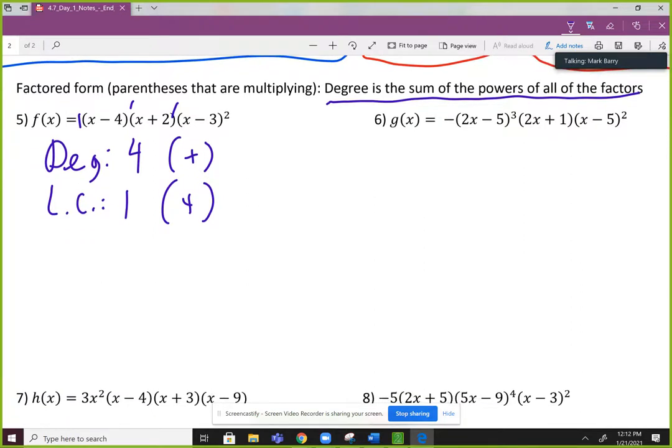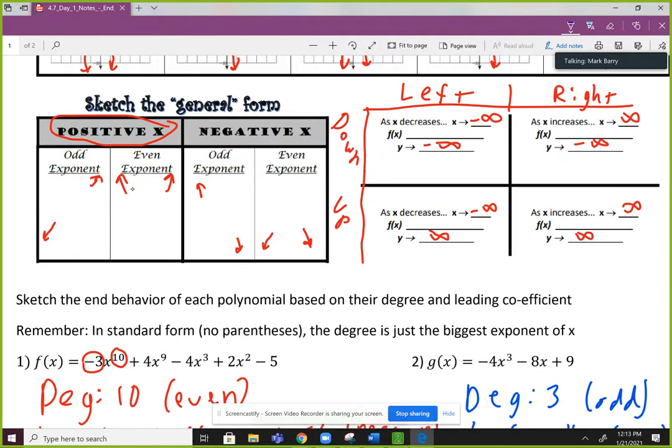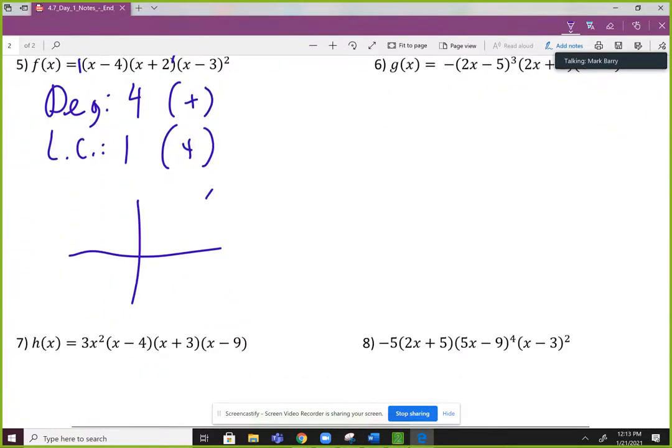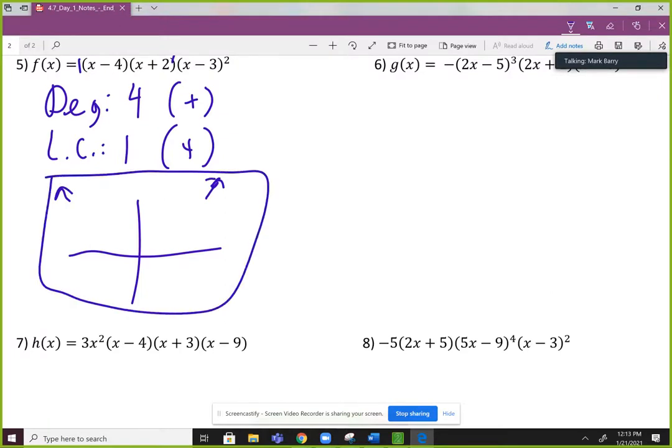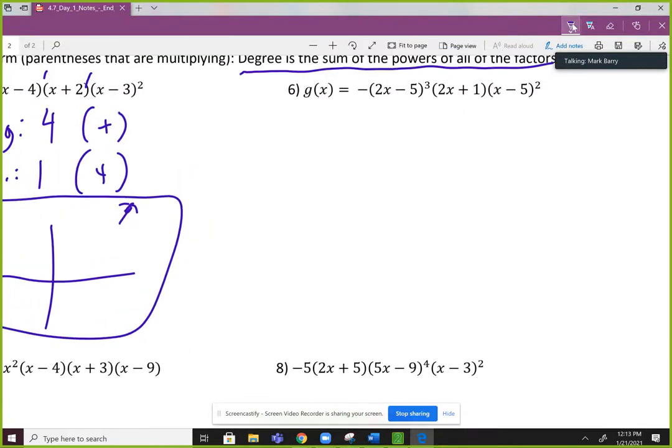All right, let's just sketch the graph on this one. So we have degree 4 positive. Look back at the chart. That's an even positive. So that's my second box there, up to the left, up to the right. There we go. Boom. All right, let's not worry about the infinities on this one in the interest of time, okay? Nice and easy. The arrows are honestly more important to me at this point. We will have maybe one question on the infinities, but the arrows are going to be very important, okay? All right, so let's take a look at number 6 then.